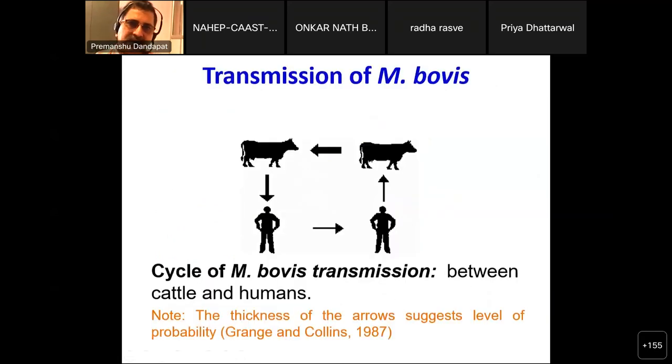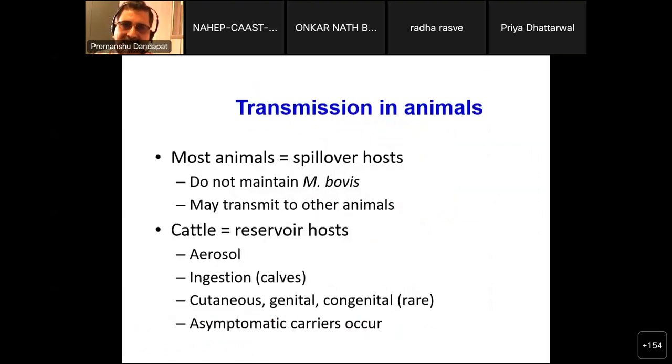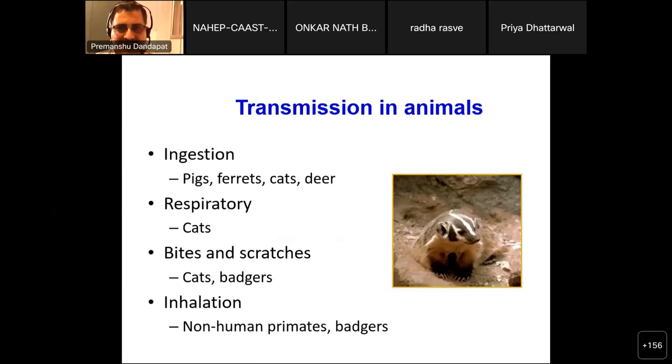Coming to the transmission, if I talk about Mycobacterium bovis, it mostly transmits from cattle to cattle or animals to animals, but it can also transmit to human beings. Once a human being is affected by any species of animal origin, it can again be transmitted from human to human. Most of the animals are spillover hosts, and they do not maintain Mycobacterium bovis; cattle are mainly the reservoir of it. It can be transmitted through aerosol, ingestion, cutaneous or genital contacts, and even asymptomatic carriers can occur. I already mentioned ingestion, respiratory, bite, scratch, inhalation. These are the main routes for transmission of tuberculosis in all the animals across all the species.